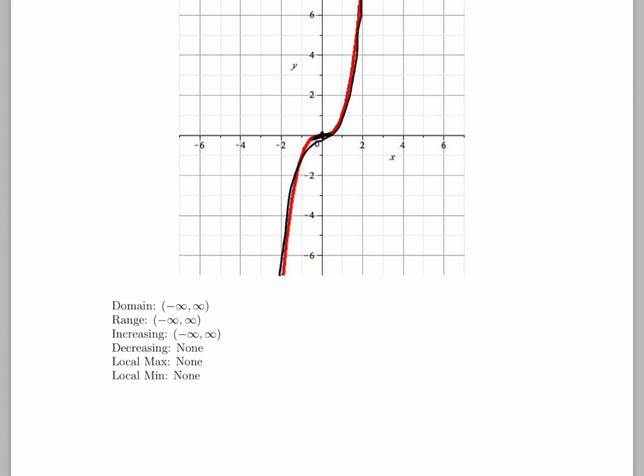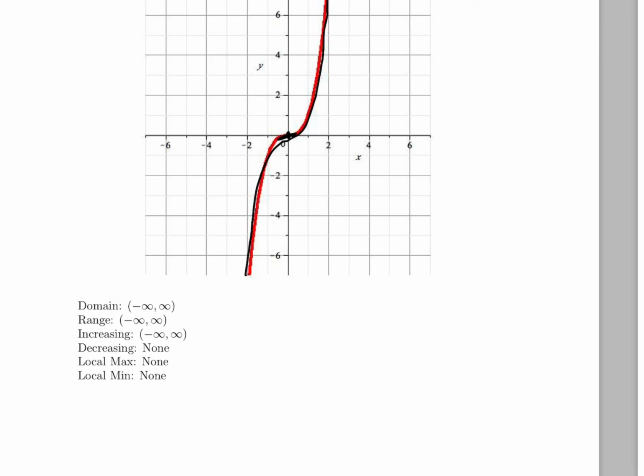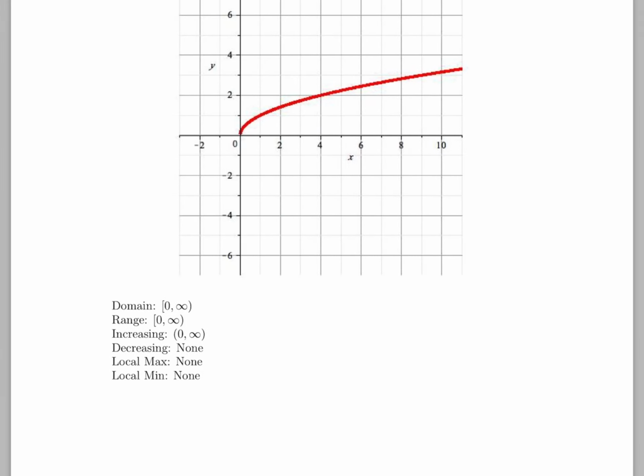Obviously, I'm not decreasing anywhere here. I don't have any local maximums. I don't have any local minimums. There is no point where I change direction in order to get one of those local maximums or minimums.